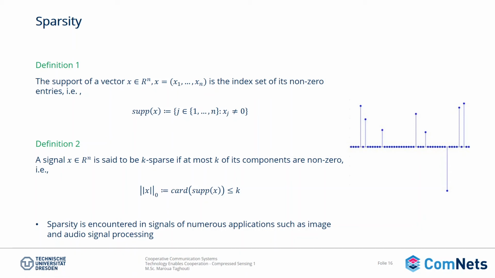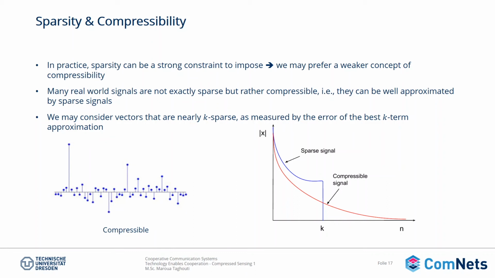To get the sparsity of the vector, we just need to find the cardinal, or calculate the number of elements of the support set. Okay, and it is also nice to keep in mind that sparsity is encountered in signals of an enormous number of applications such as images, audio, and so on and so forth. However, in practice, the sparsity could become a strong constraint to impose. So we prefer to have a weaker concept of what we call compressibility.